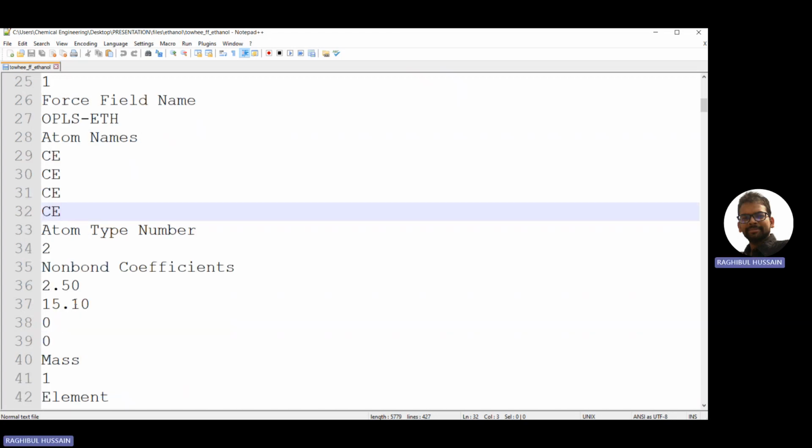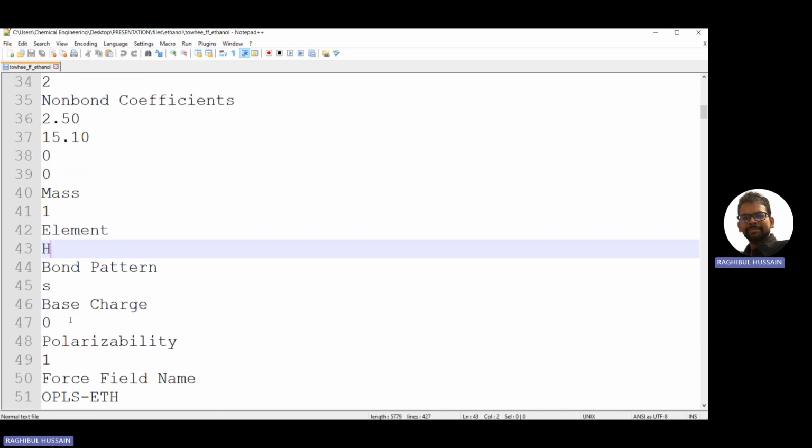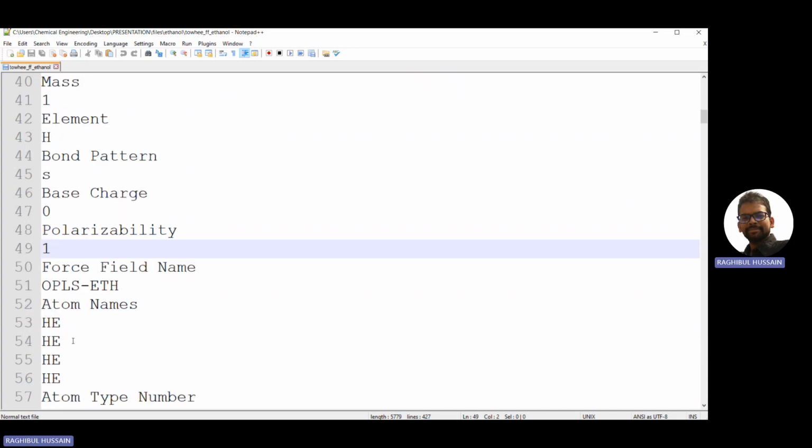Similarly, the second is hydrogen. So 2.5, 15.0, 1, 0, and 0, 0. This is hydrogen, so mass is 1, element is hydrogen, bond pattern is S, charge 0, this one OPLS_ETH, and atom type is HE.